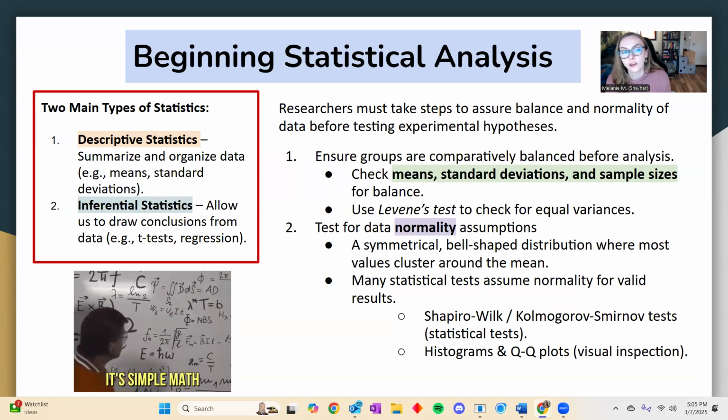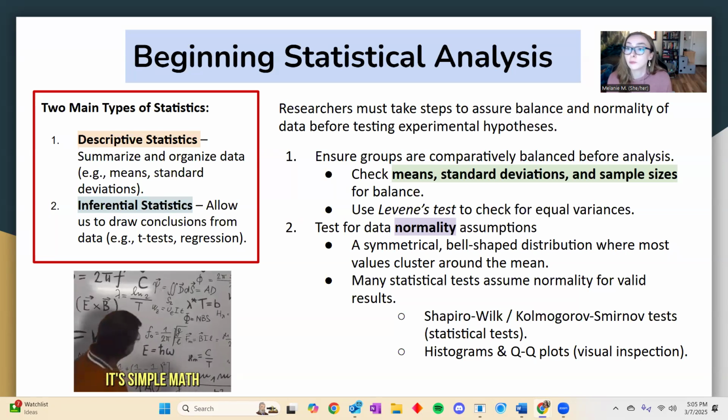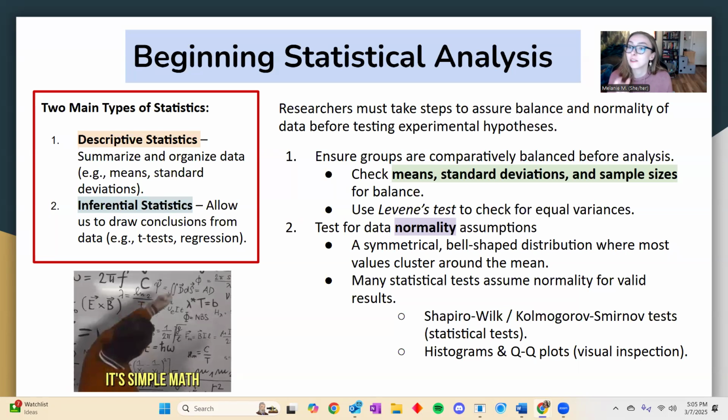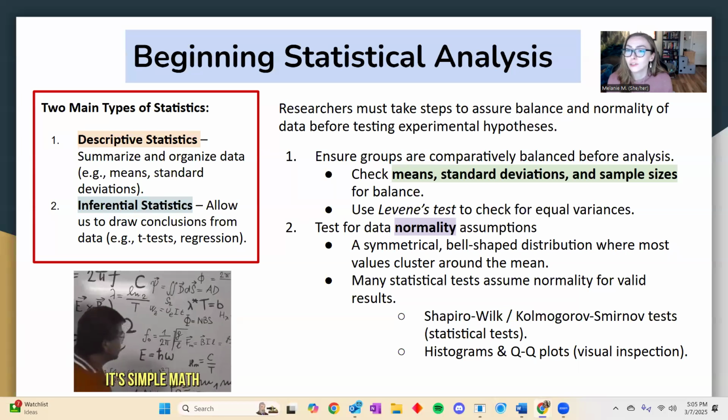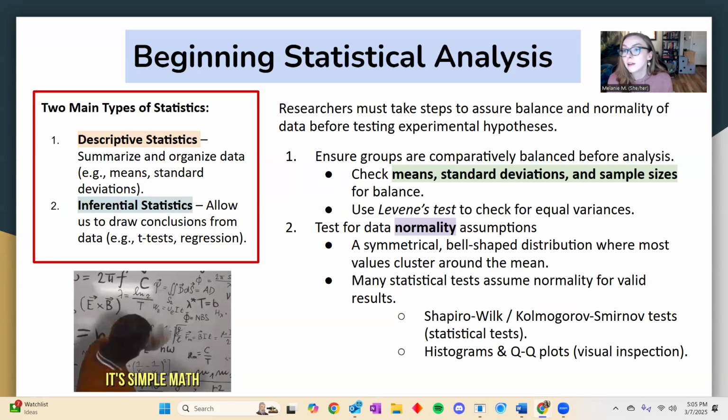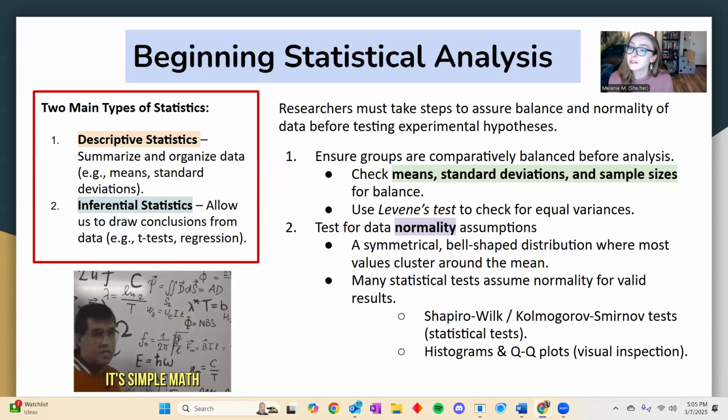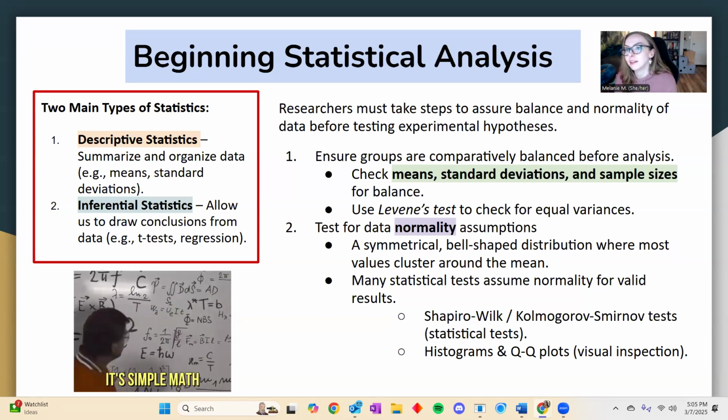Inferential statistics, on the other hand, let us draw conclusions between data. So we are testing the relationship between variables. You need both. And before you really start that, you have to do a couple things to make sure that your data is going to be usable. So researchers have to take certain steps to make sure that there's balance between the groups, and we're testing for normalcy of that data.